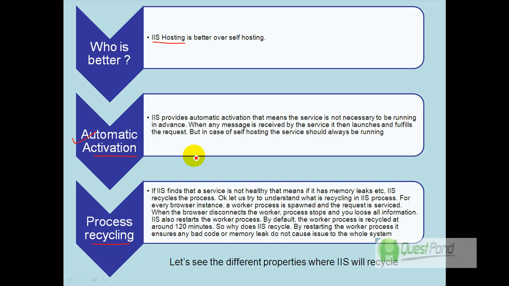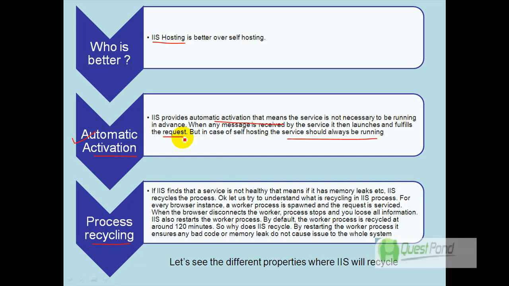Whenever you're talking about a service, you need to ensure that the service is always running. So if you are hosting your service in its own app domain, then you need to ensure that your service is always up and running, either as a Windows process or a Windows application or whatever it is. But in case of IIS, we don't need to take care of all these things because IIS is already a service which is up and running. So IIS automatically activates the service whenever there is any request to be fulfilled. As soon as the request is sent to IIS, it activates the service, uses the service and fulfills the request.